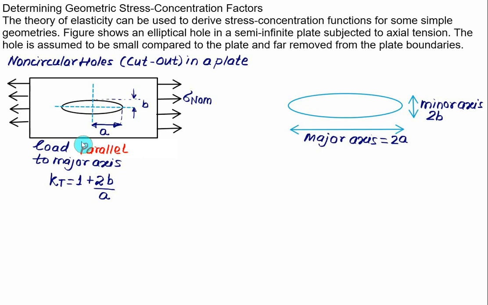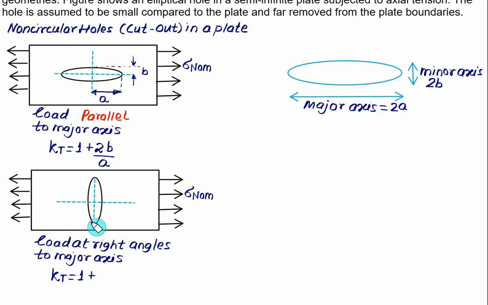The second situation is that the load is perpendicular to the major axis. In the second case, we have an ellipse and the major axis is perpendicular to the load. And this dimension here, which is half of the major axis, is equal to A, and half of the minor axis, this distance, will be equal to B. In this case, the theoretical stress concentration factor will be 1 plus 2 times A divided by B. See, always remember here, we have 1 plus 2 times.